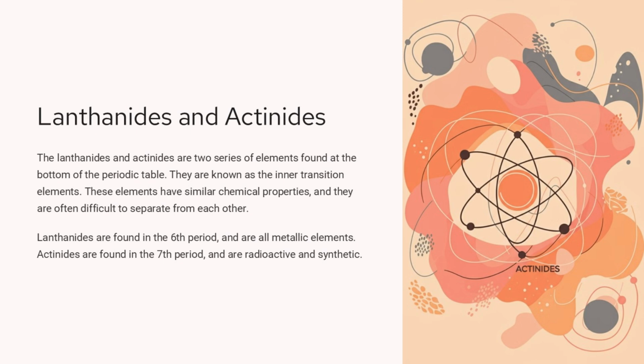The lanthanides are all metallic elements found in the sixth period of the table. The actinides are radioactive and synthetic, found in the seventh period. Understanding these two series is crucial for many scientific and technological applications. I'll dive into more detail about their unique characteristics and importance in just a moment.